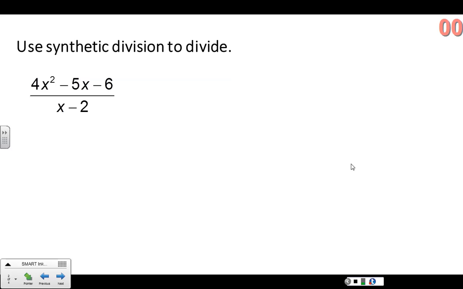In this problem, it says use synthetic division to divide. I'm dividing the polynomial 4x squared minus 5x minus 6 by the binomial x minus 2. So your power is less here, so it's going to be an easy division.